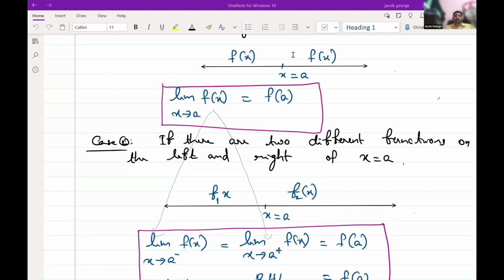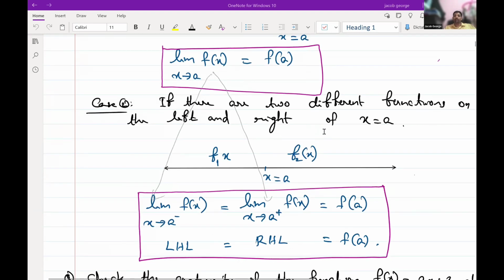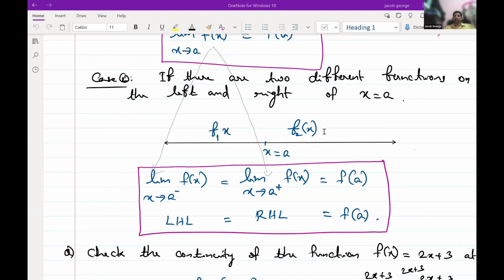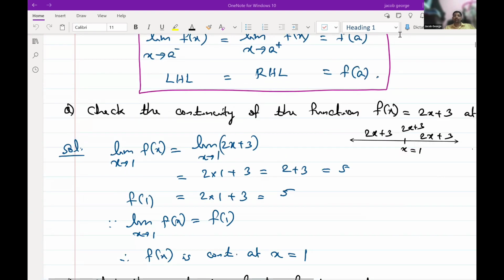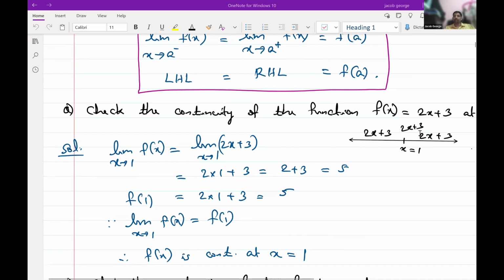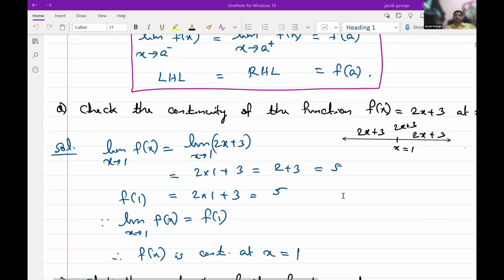First is limit x tends to a, f of x equal to f of a. Second definition, if there are two different functions on left and right, we use LHL equal to RHL equal to f of a. So this is a direct question. On the left and right of f of x, there is only a single function. So we use the first definition.